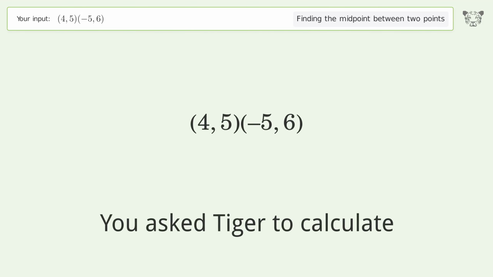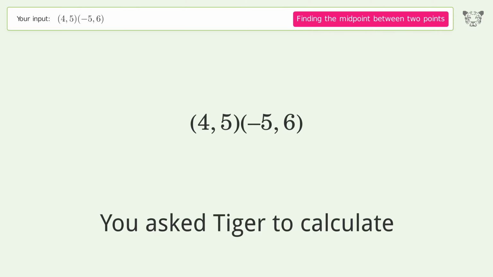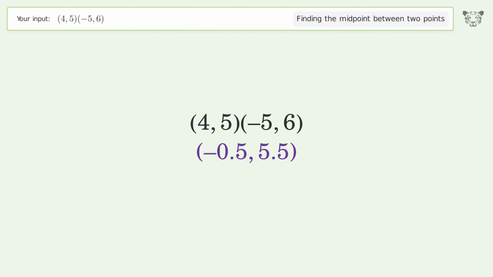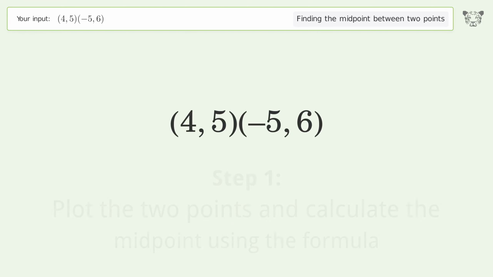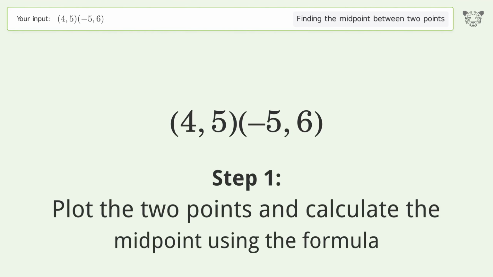You ask Tiger to calculate. This deals with finding the midpoint between 2 points. The midpoint between the 2 points is negative 0.5, 5.5. Let's solve it step by step. Plot the 2 points and calculate the midpoint using the formula.